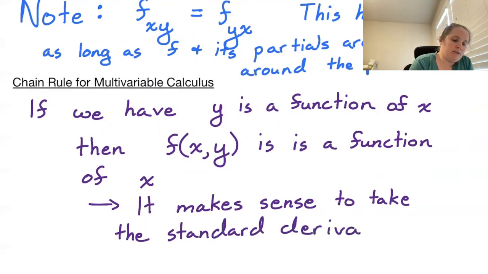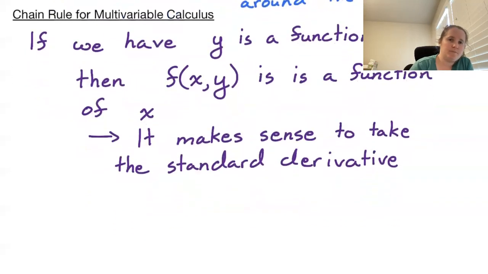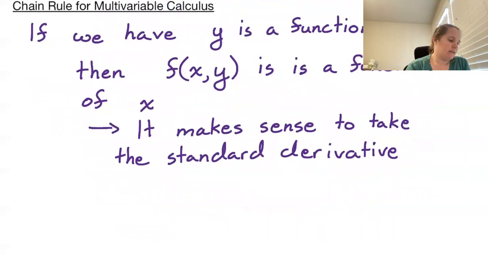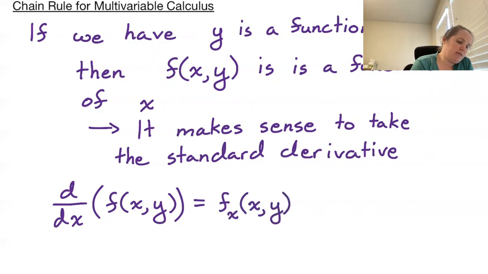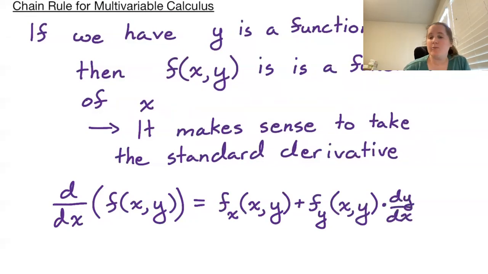And the way that we can do this without actually having to plug in y of x is that we get that the derivative with respect to x of f of x y is equal to the partial with respect to x evaluated at x y plus the partial with respect to y evaluated at x y times dy dx. Or in other words, times y prime.